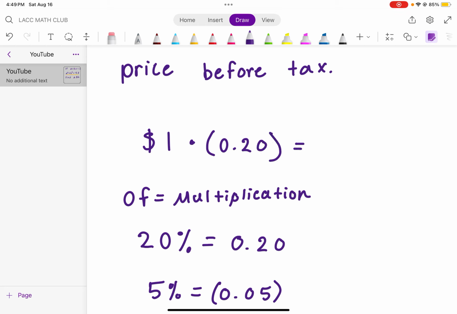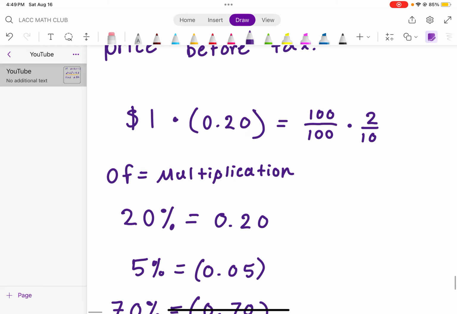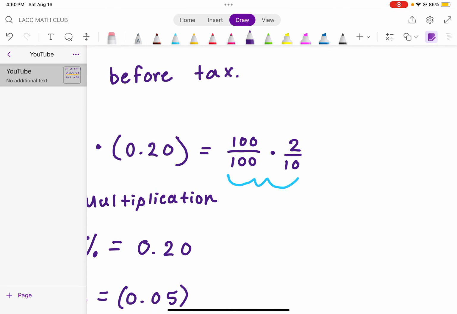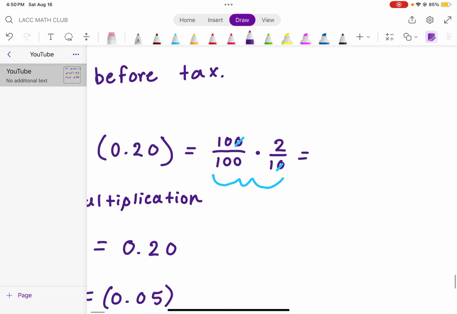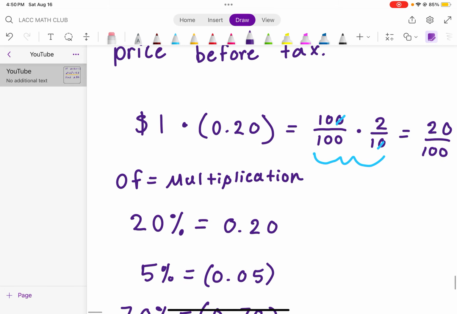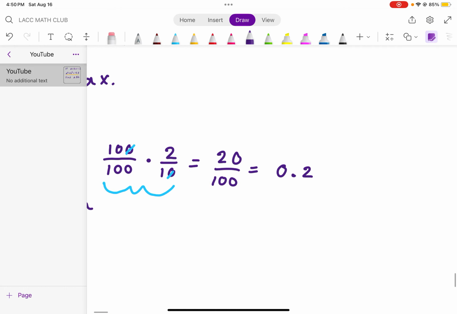And then we can rewrite 1 as 100 over 100, right? And the decimal 0.20 as 2 over 10. Now, this would be how you solve to find percentages off of certain things. If we combine these, we're going to get 20 over 100, which equals 0.2. So 20% of $1 is 20 cents.